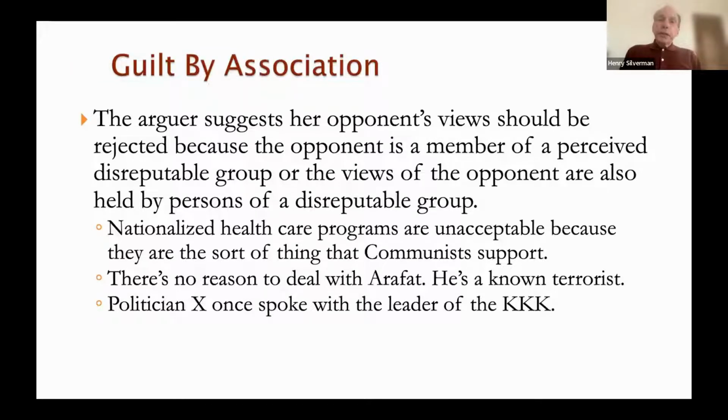Guilt by association. The arguer suggests her opponent's views should be rejected because the opponent is a member of a perceived disreputable group, or the views of the opponent are also held by persons of a disreputable group. So, for example, nationalized healthcare programs are unacceptable because they're the sort of thing that communists support. There's no reason to deal with Arafat. He's a known terrorist. Politician X once spoke with the leader of the KKK. Well, who cares? If he spoke with the leader of the KKK, that has nothing to do with the strength of the person's argument.